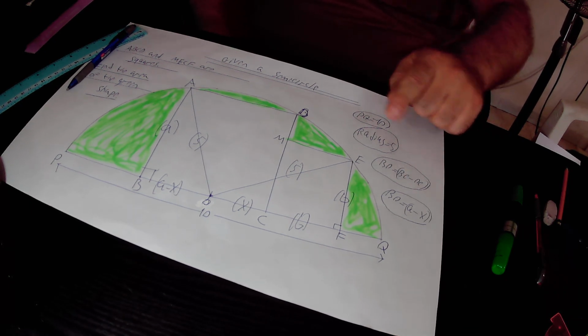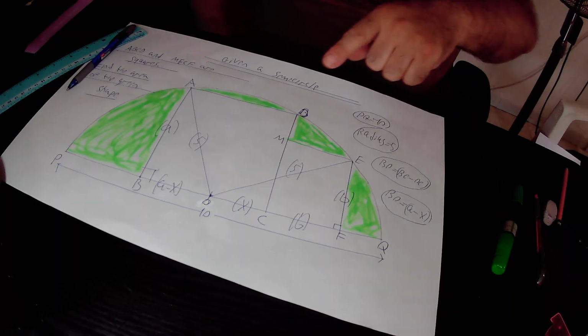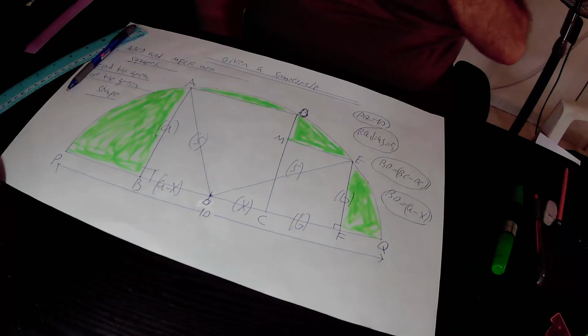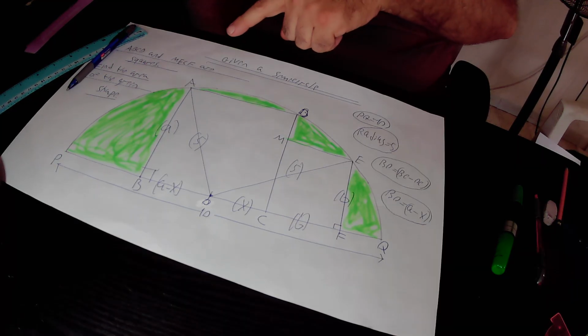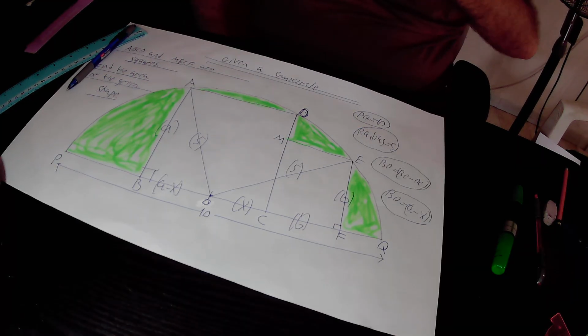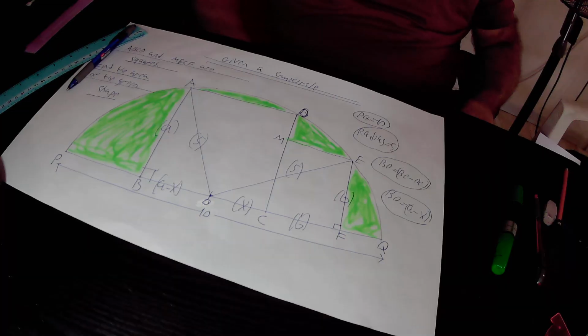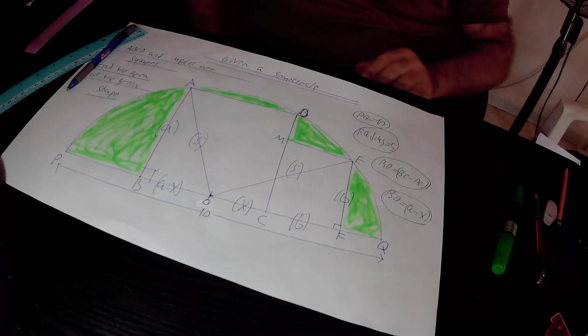BO equals BC, that is A, minus OC, that is X. So in total, BO equals A minus X. In the next step, I copied the right triangle ABO in a new page and implemented the Pythagoras theorem on this right triangle ABO. According to the Pythagoras theorem, in any right triangle, the square of the hypotenuse equals the sum of the squares of the perpendiculars.